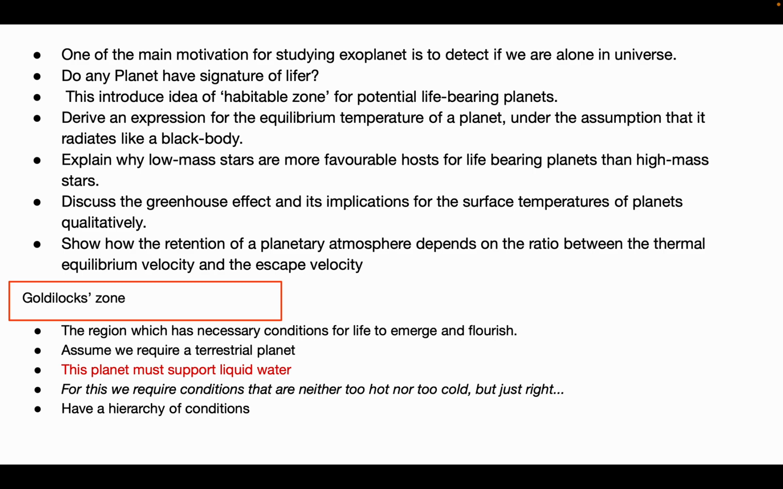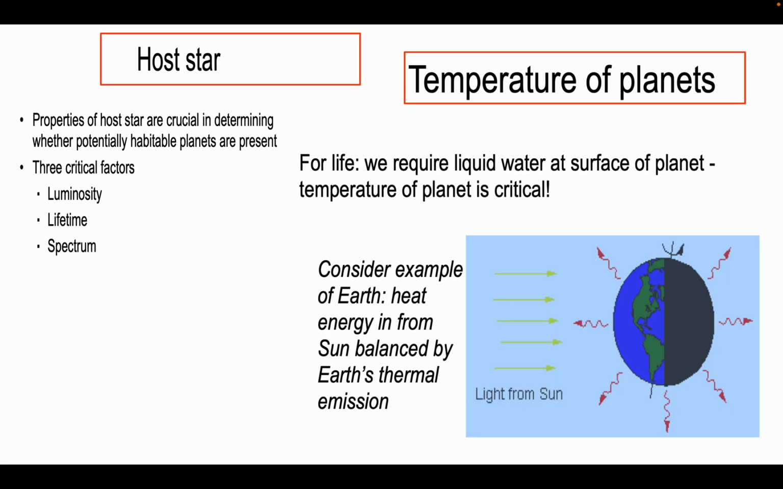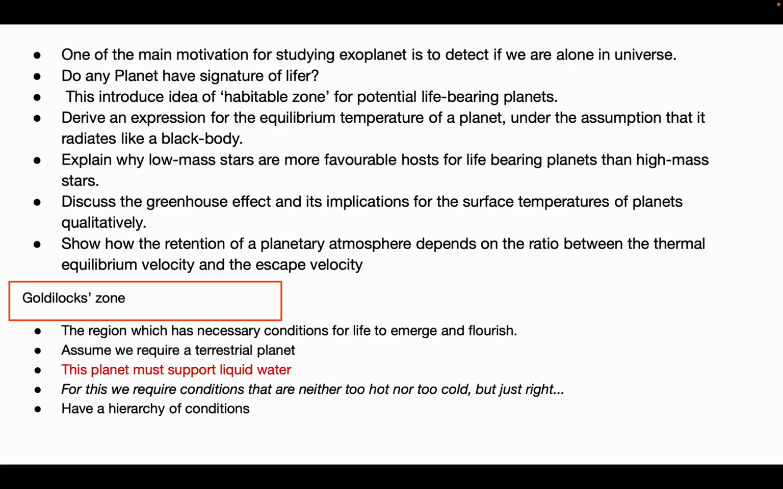So the first idea is the Goldilocks zone. What is the Goldilocks zone? This is the region of a solar system that has the necessary conditions for life to emerge and flourish. We assume that we require a terrestrial planet for life, and this planet will support liquid water. For this, we require conditions that are neither too hot nor too cold, but right for the water to be liquid. We will discuss a hierarchy of conditions.